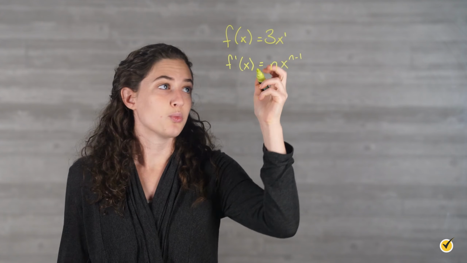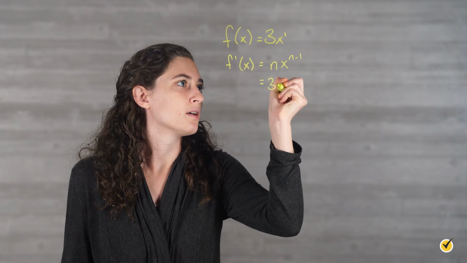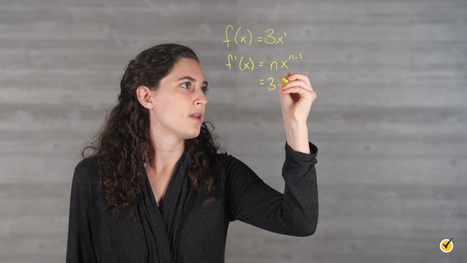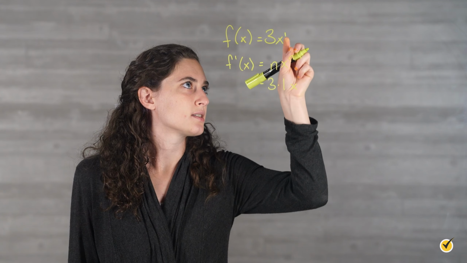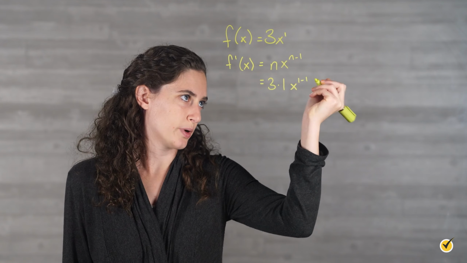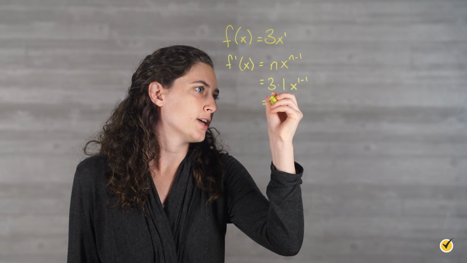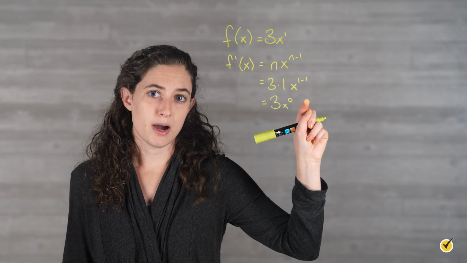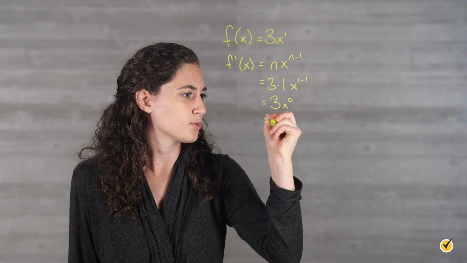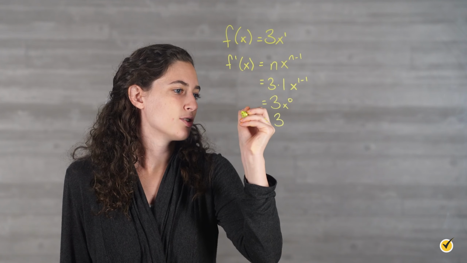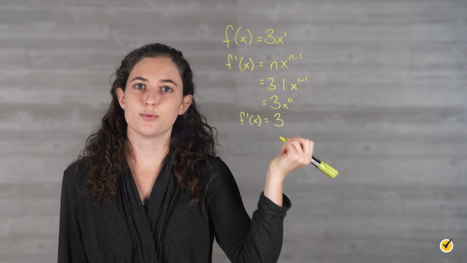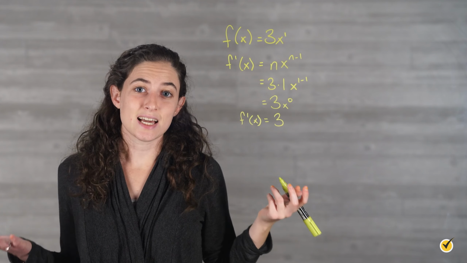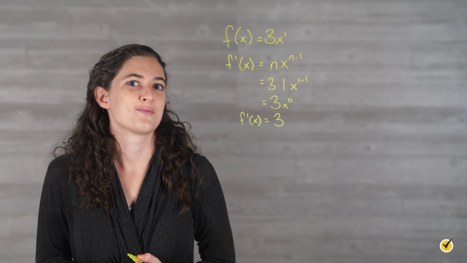So in this case, we're going to have 3 times n, which is 1, times x to the n minus 1, so 1 minus 1. This will simplify to 3 times x to the 0. Anything to the 0 power is 1, so this is equal to 3 times 1, which equals 3. So f prime of x is equal to 3. This is exactly what we got earlier using the derivative formula.